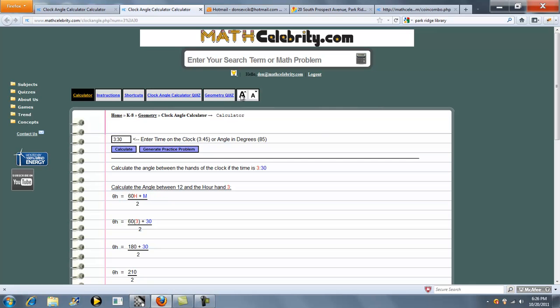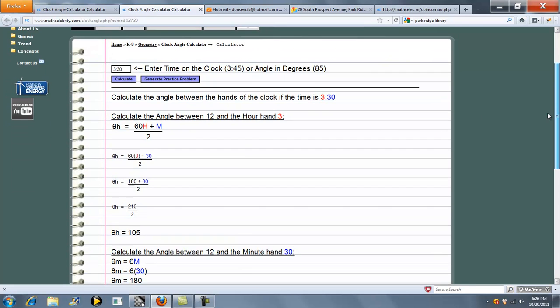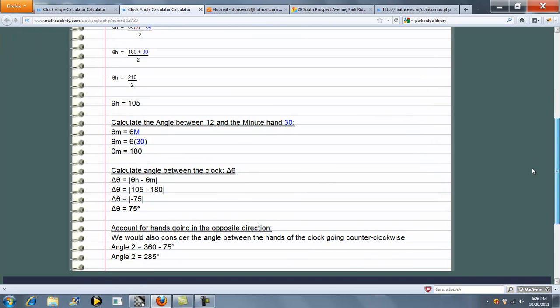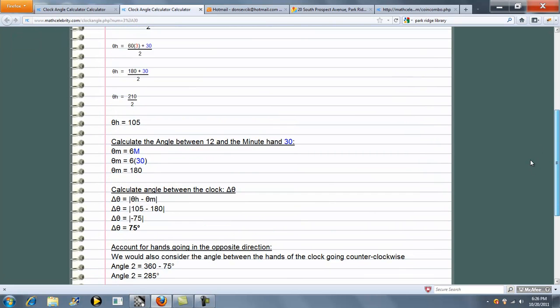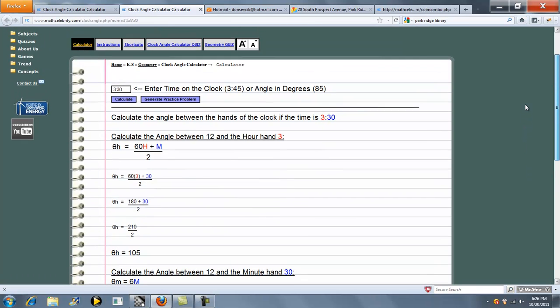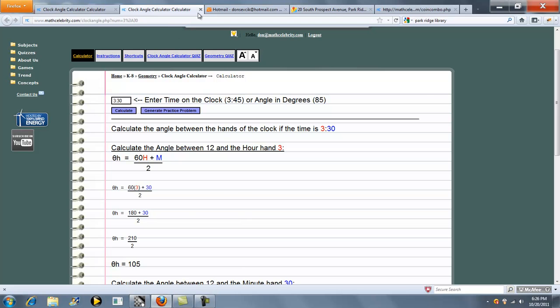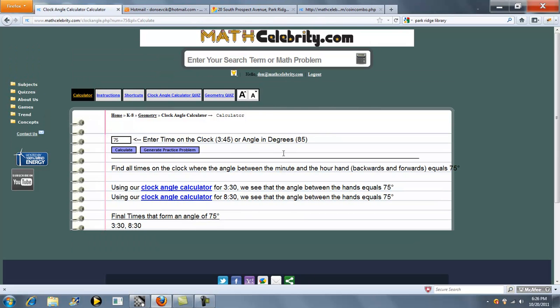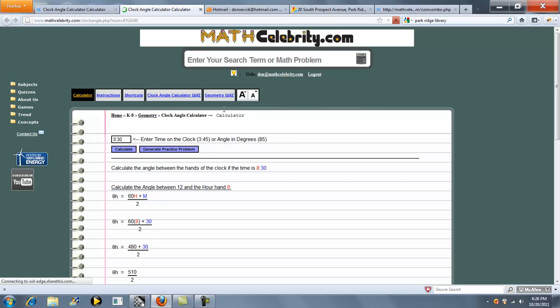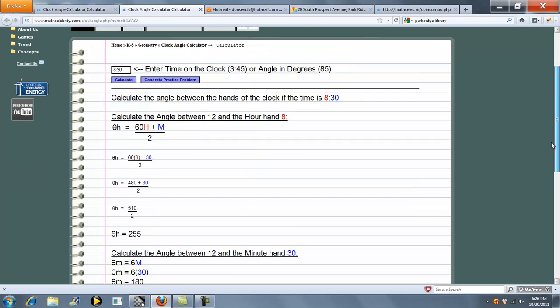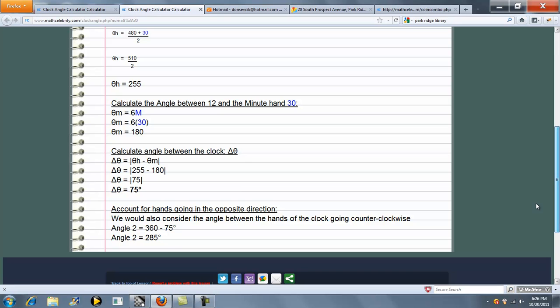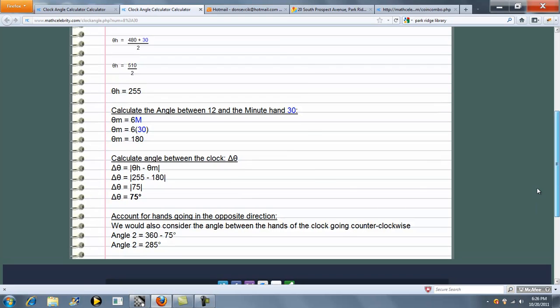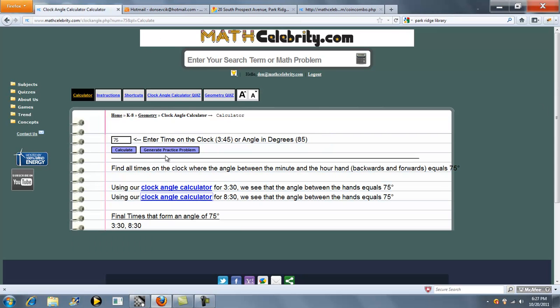So we'll open this up, expand this. So what it does is it runs the calculation in reverse and says, okay, 75 degrees and 285 degrees are formed at 3:30. So that's how we knew that this problem here used 3:30. And it does the same thing if you click this link for 8:30. So we'll click this link. It runs 8:30 and it figures out, okay, it forms an angle of 75 degrees going one way and 285 the other way. So that's how the calculator knew, here's your two times that form an angle of 75 degrees on the clock.